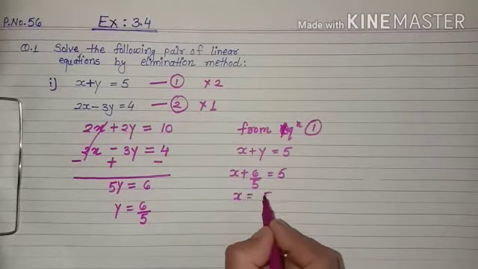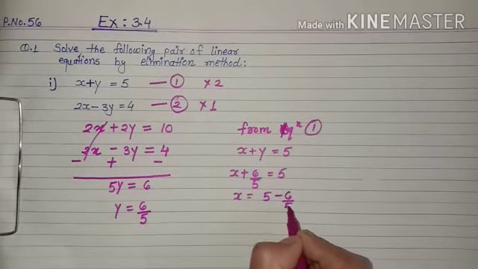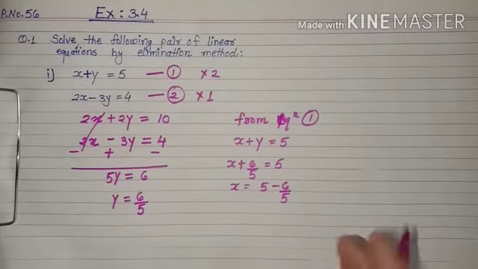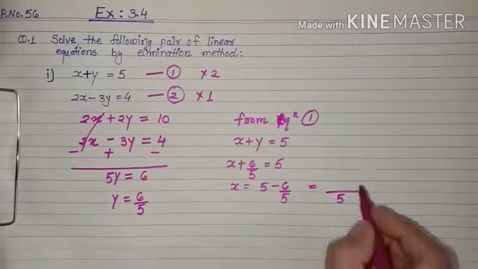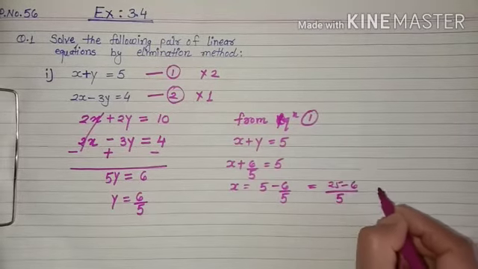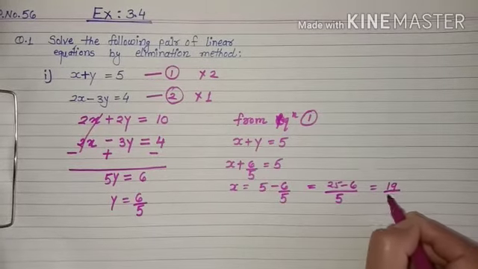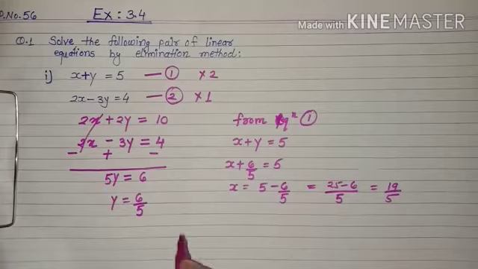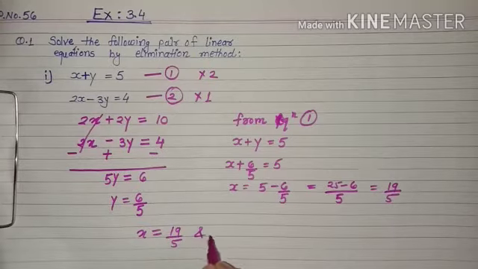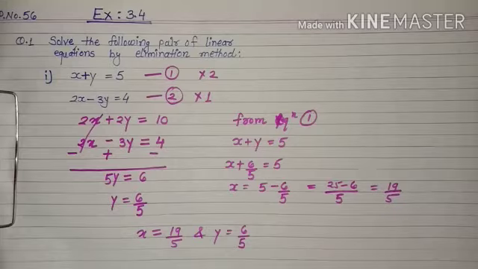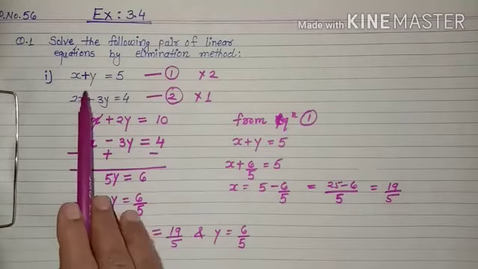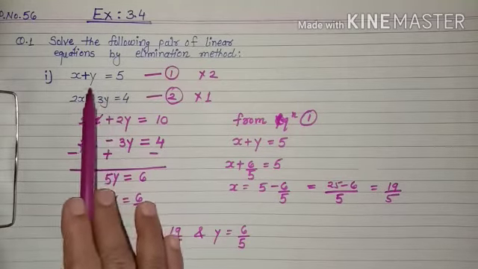Now we will shift this plus 6 upon 5 to the right hand side. We will get minus 6 upon 5. Now we will simplify this by taking the LCM. 5 5s are 25 minus 6, and we get 19 upon 5. So for this pair of equations the value of x is 19 upon 5 and the value of y is 6 upon 5. How can you check whether your answer is correct or not? Yes, you can substitute the values of x and y in any of the equations and check.